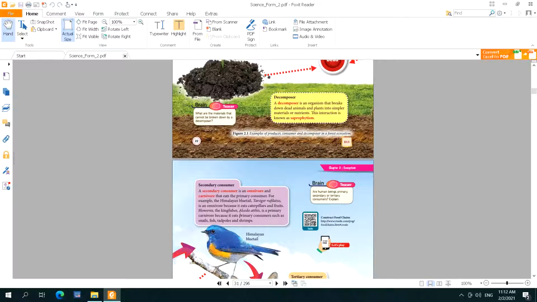However, the kingfisher, Alcedo atthis, is a primary carnivore because it eats primary consumers such as snail, fish, tadpoles, and shrimp.